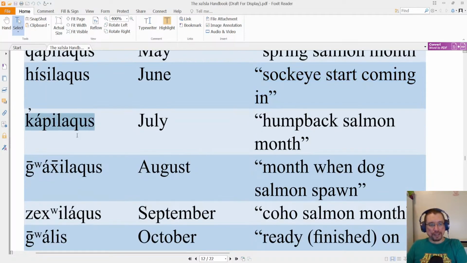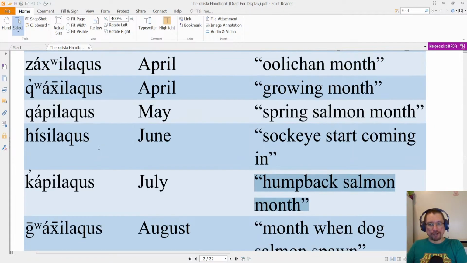Next is xa'isla. Xa'isla. I kind of popped the P there the second last time, but I corrected myself. It should be a regular P, just xa'isla. And this is July, and this is humpback salmon month. So xa'pi is humpback salmon or pink salmon. Xa'isla is humpback salmon time.